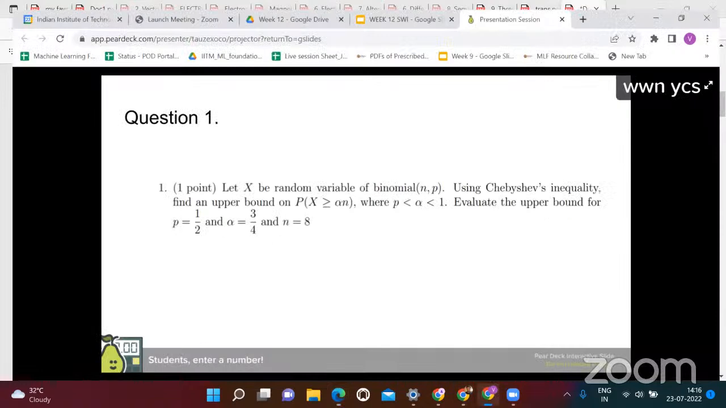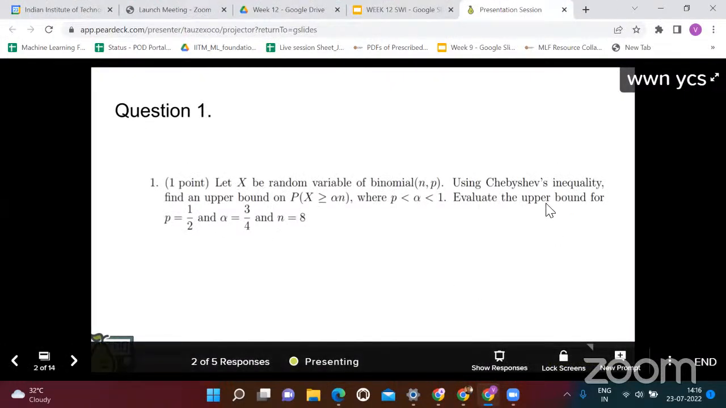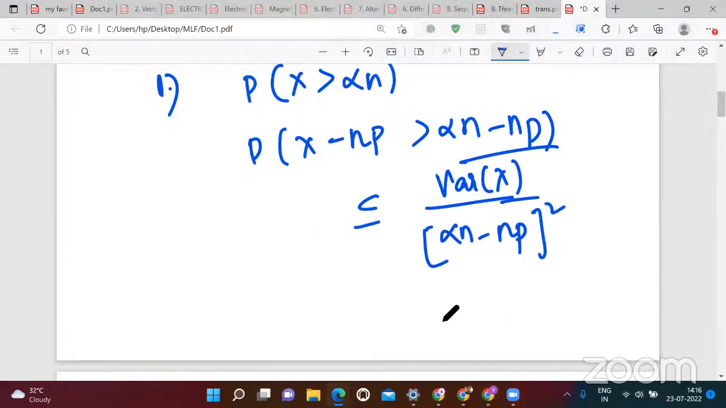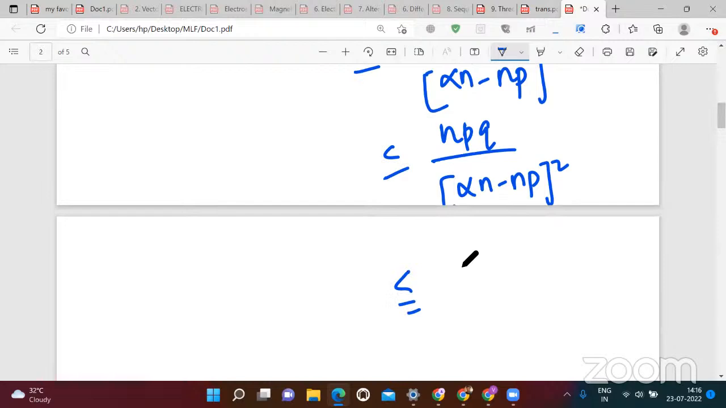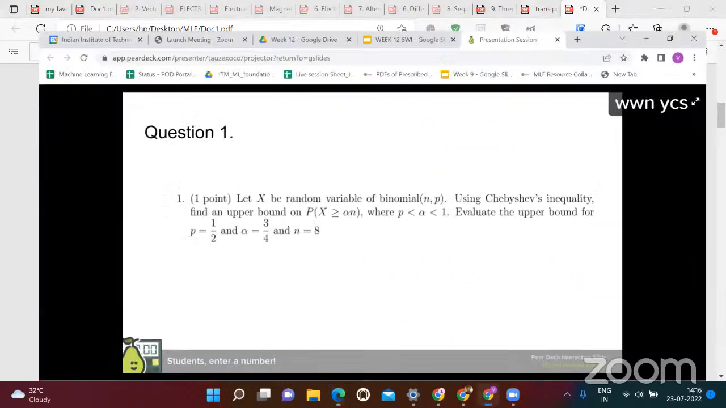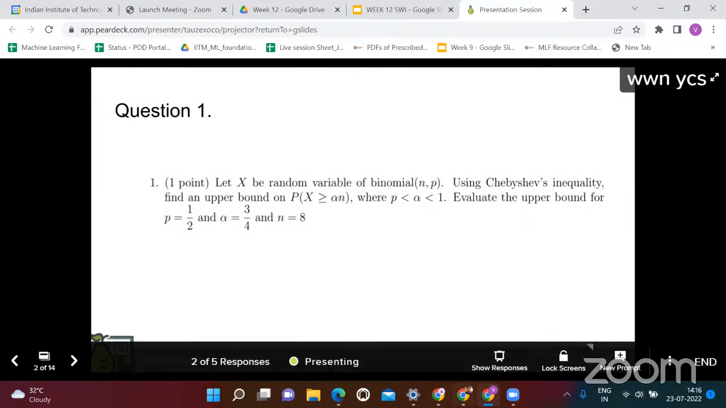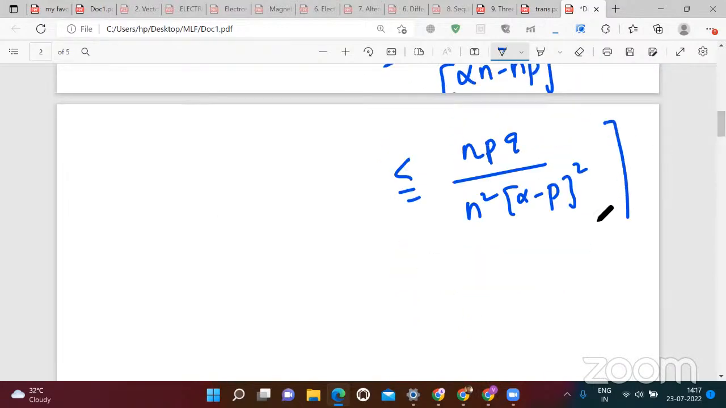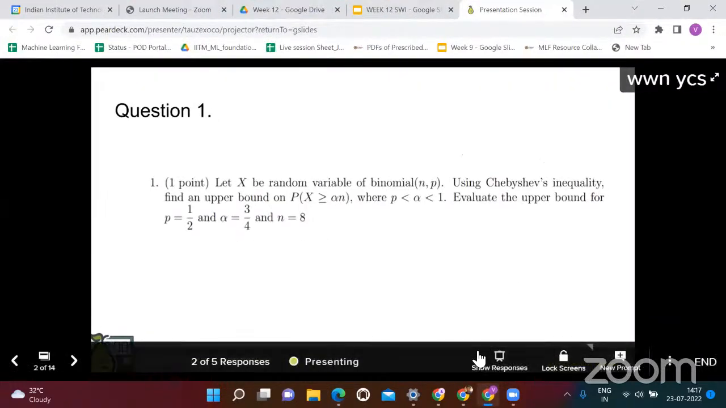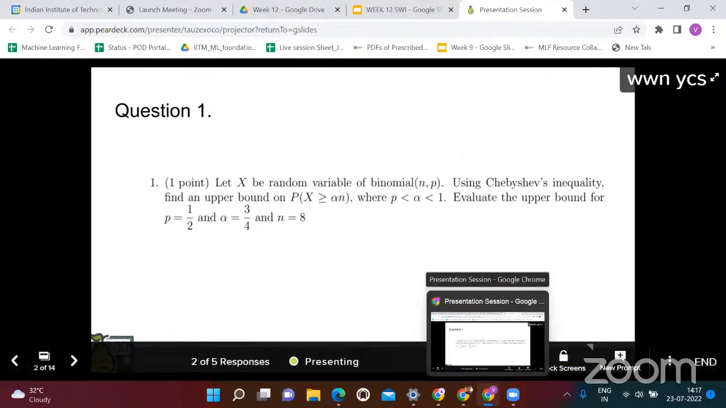And the variance of x is what is given in this problem. Let X be binomial, so the variance should be NPQ, right? And then alpha n minus np whole square. All the values you already have. So NPQ upon n square (alpha minus p) whole square. You have n given, P you already have, and Q would be 1 minus P. Alpha you already have. Put in all the values and you will get the answer, right? Did you get the point? Yes, sir.